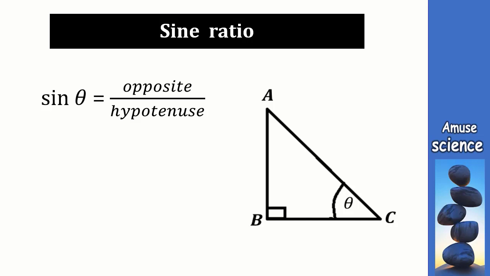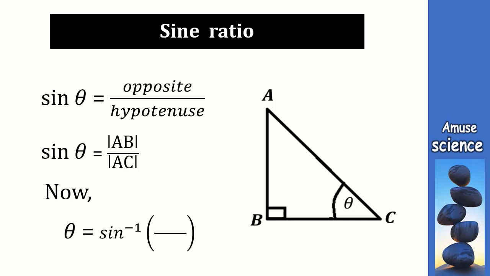From the diagram we are using, we can say that sine theta is equal to AB divided by AC. In case we want to find the angle theta, we have to find the sine inverse of the ratio opposite to hypotenuse. And this is how we write it. Theta is equal to the sine inverse of AB divided by AC.